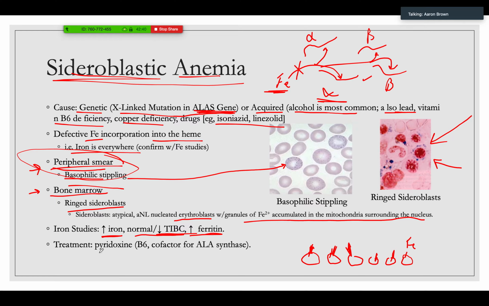Last, our treatment for sideroblastic anemia is to give B6. B6 is a cofactor for this enzyme, and so if you have any of this enzyme left in your body anywhere, it's going to increase its activity when you give B6. So it can be helpful there. Questions on this one? No? Okay.